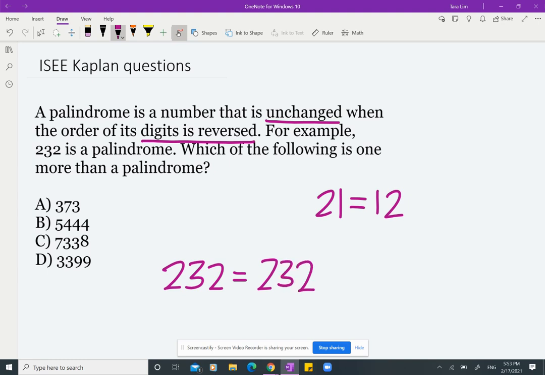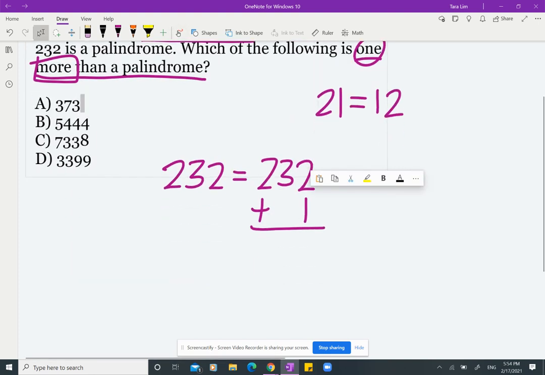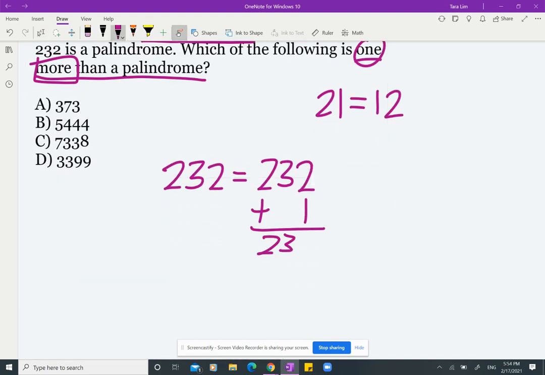And now it's asking for one more than a palindrome. And it says more. So that means we add a number. So for example, 232, add 1, that gives us 233. That is one more than a palindrome.